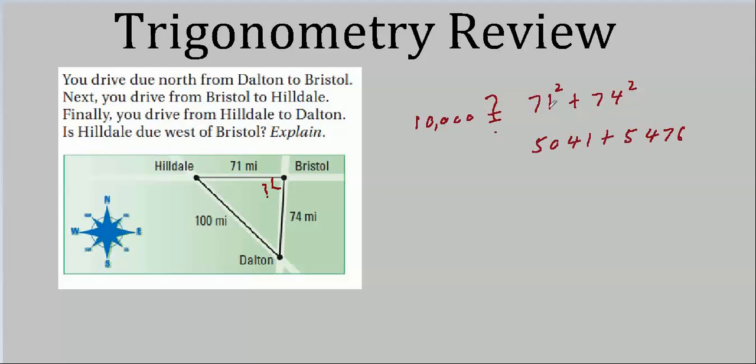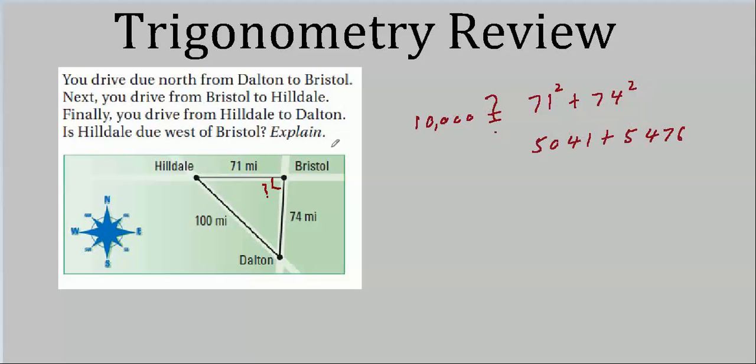Well, if we actually perform this, 71 squared is 5,041. 74 squared is 5,476. Well, you don't even have to add these up. 5,000 plus 5,000 is 10,000. This is not going to add up to 10,000, so we don't have a right triangle.